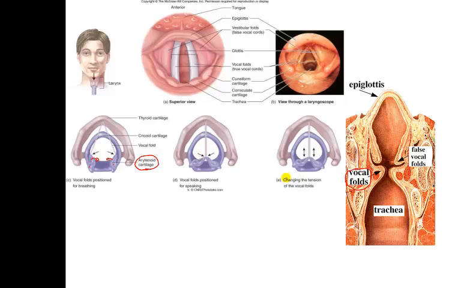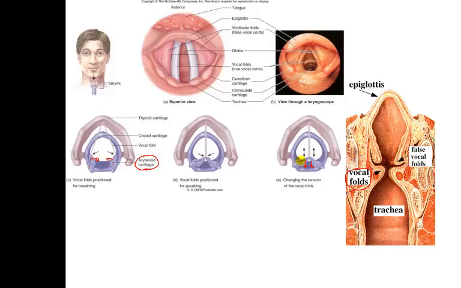You can change the pitch of that sound by changing how much tension you put on your arytenoid cartilages. If the arytenoid cartilages pull down this way, they tighten the tension on the vocal folds, and it becomes kind of like a rubber band. If you pluck a rubber band and then pull it tighter and pluck it some more, you notice the pitch goes up. The tighter the rubber band, the higher the pitch. Same thing here: the tighter the tension on the vocal folds, the higher the pitch of the sound.